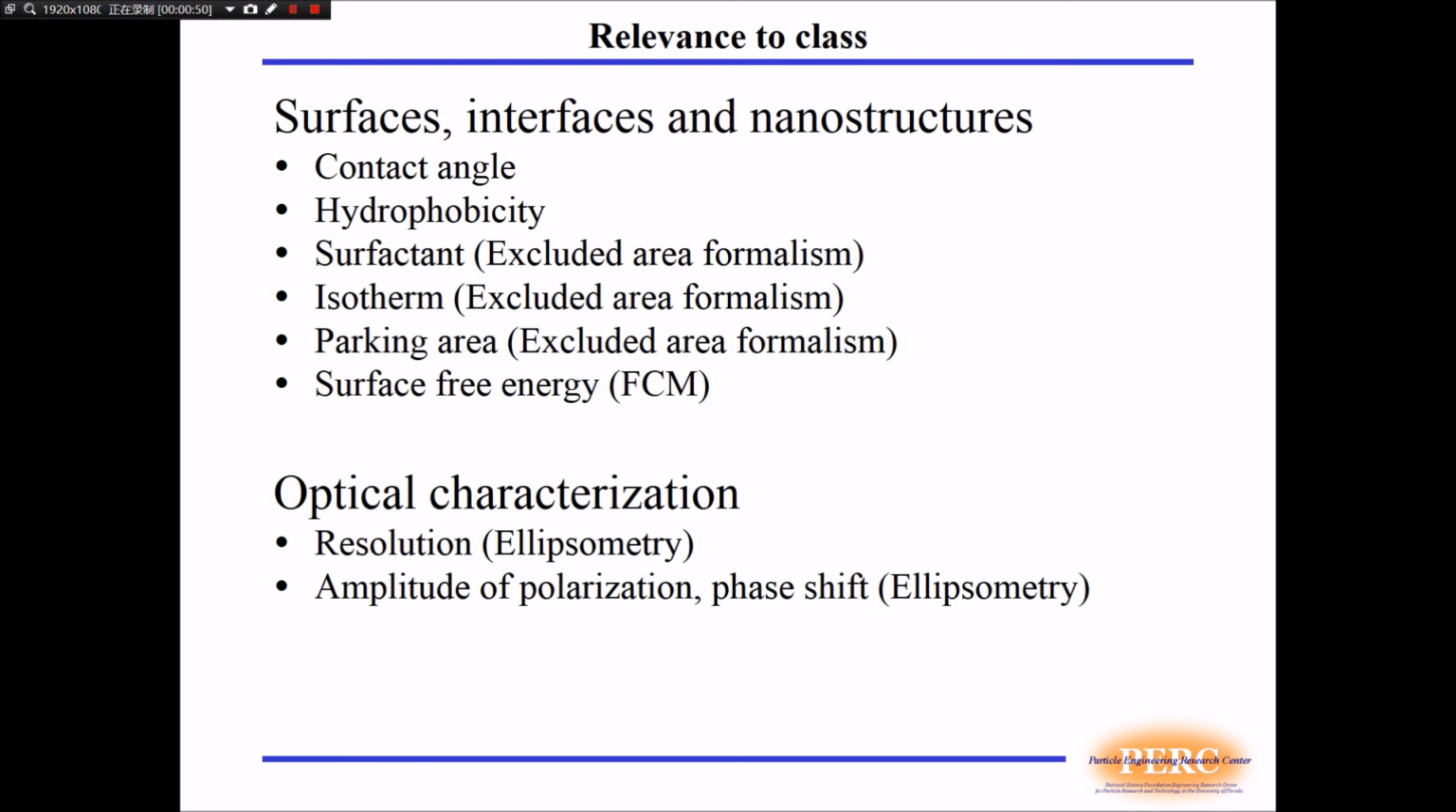Ellipsometry was covered in the gas lecture on optical properties characterization. The important concepts are resolution, amplitude, and phase shift, which are used to calculate thickness of the upper layer.